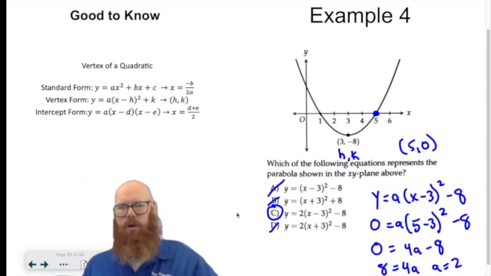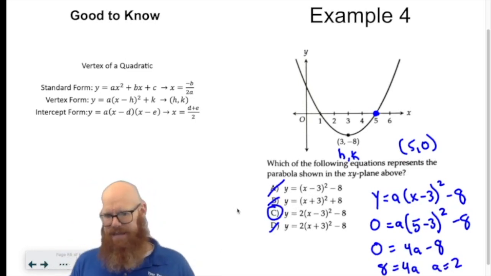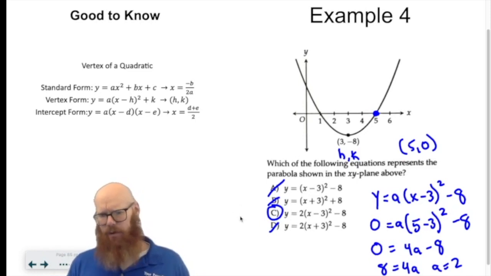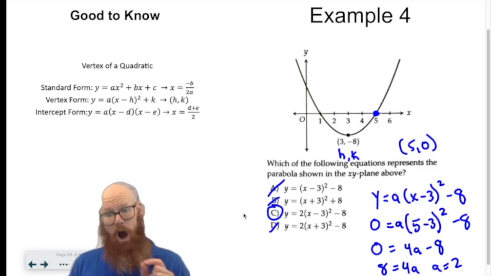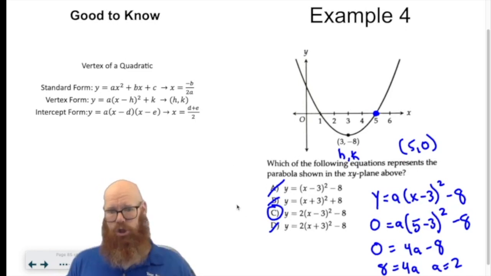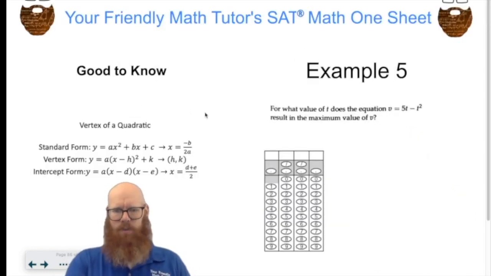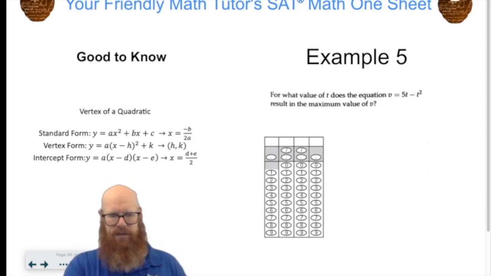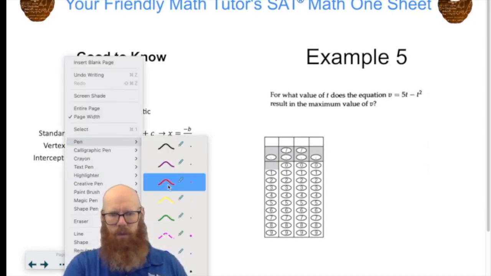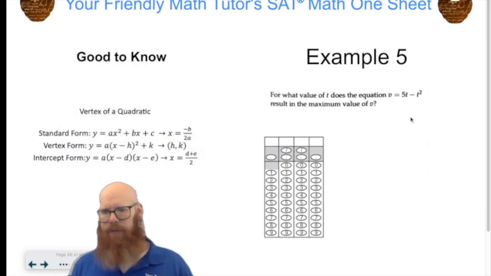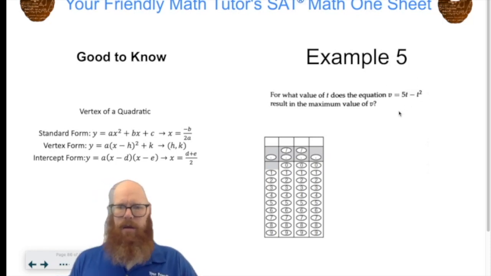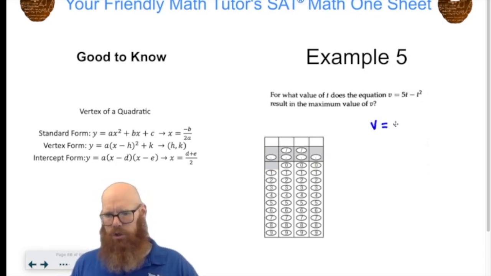So in vertex form, you get (h, k) is the vertex, and the a value is what you get by substituting a point other than the vertex into the equation to solve for a. Okay, moving on to our last one related to the vertex of a quadratic. So here we want the maximum value. So if you have a parabola here, this is out of order, so I'm just going to switch it so it's more familiar looking to us.